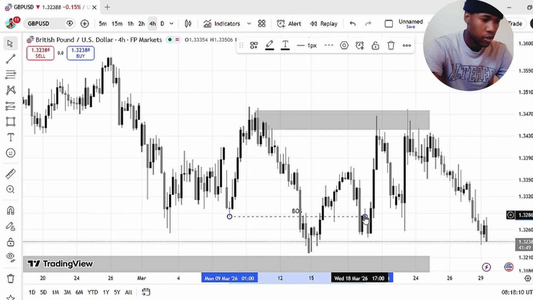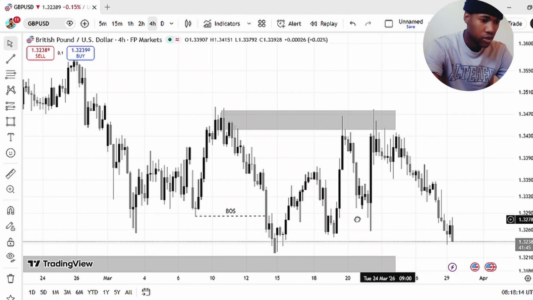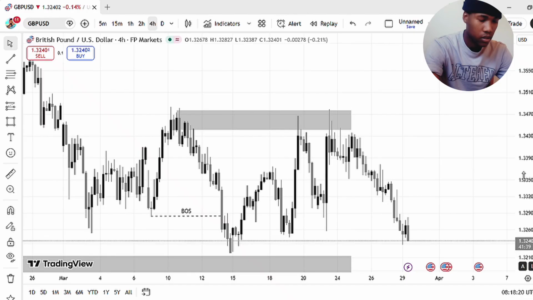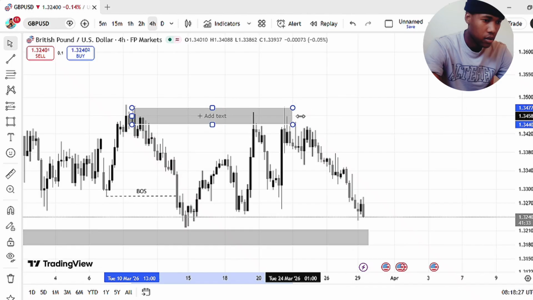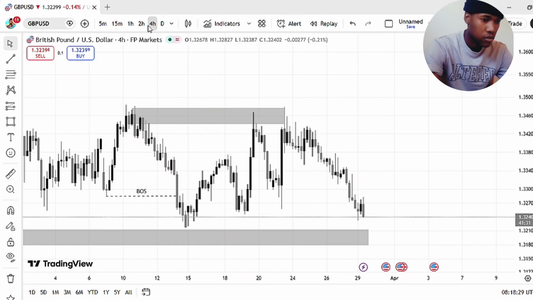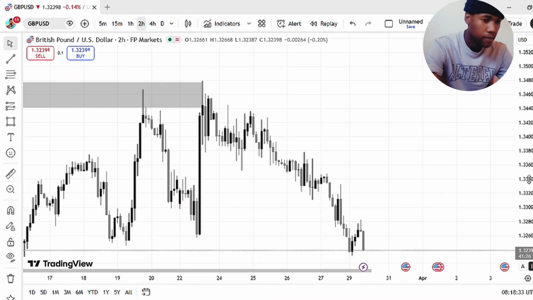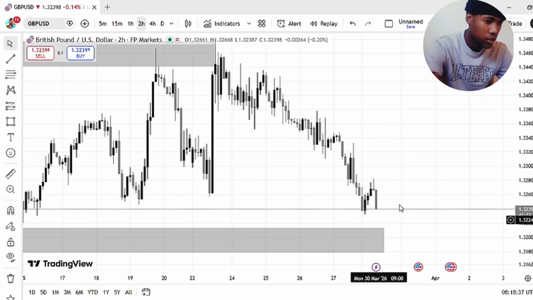So this was the break of structure to the downside. We're just gonna mark that break of structure, and then after that we're just gonna pay attention to what is going on over here. We know that the market had reacted all the way up there. Let's drop down to the 2-hour time frame. We're gonna keep on refining this thing.